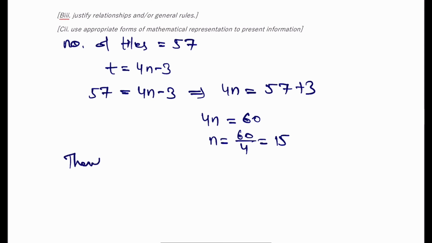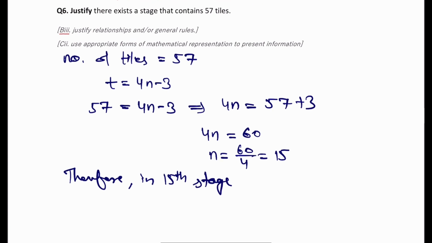therefore in the 15th stage, the number of tiles will be 57.